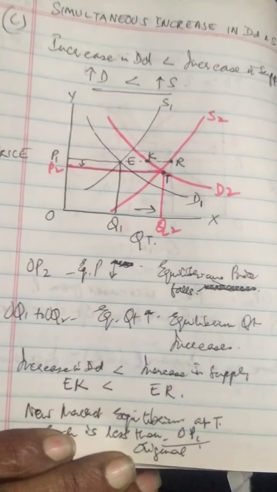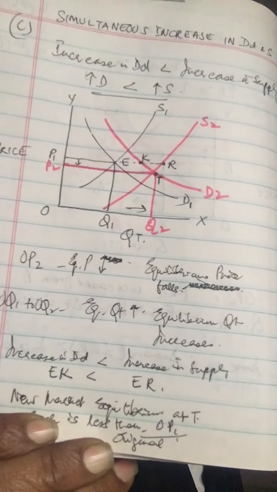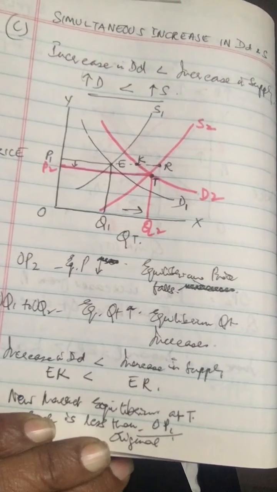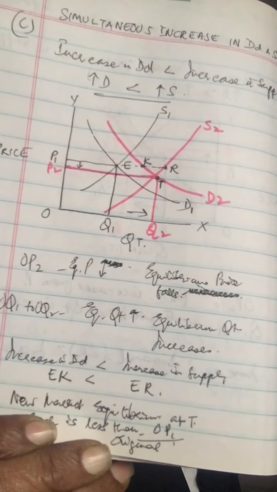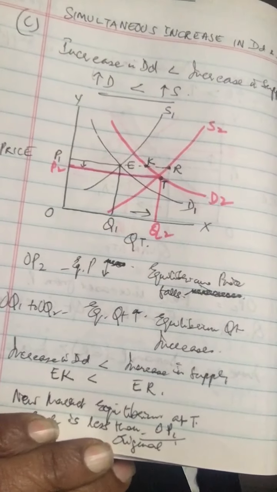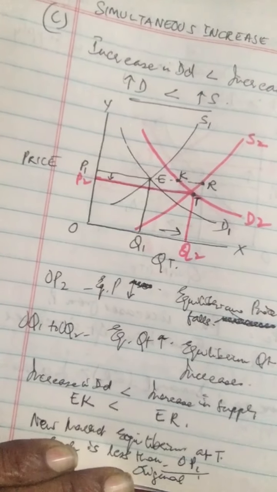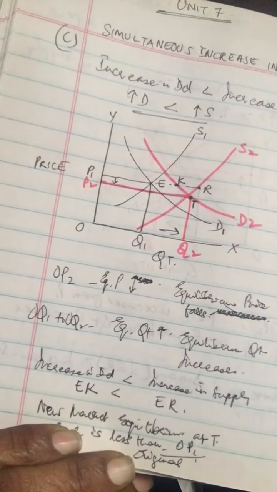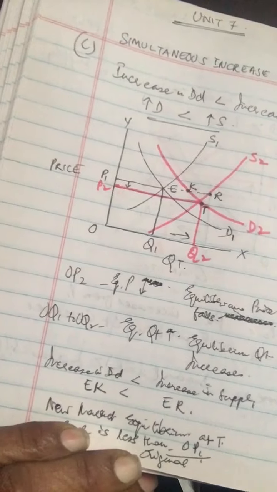So again, you should be able to see the points and find out where is the excess supply and what happens and all of that. What is ER? What is EK? What is KR? Or you can be asked, what is the increase in demand here? Yeah, you're right, it's EK. EK is the increase in demand. Okay, and what is the increase in supply? That is ER and all of that.